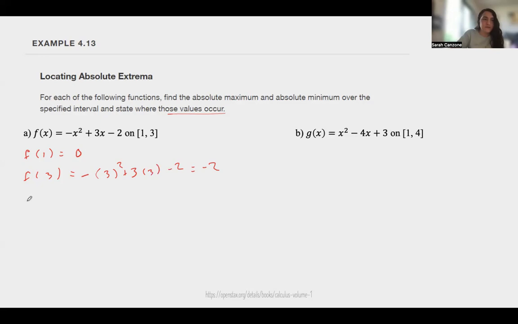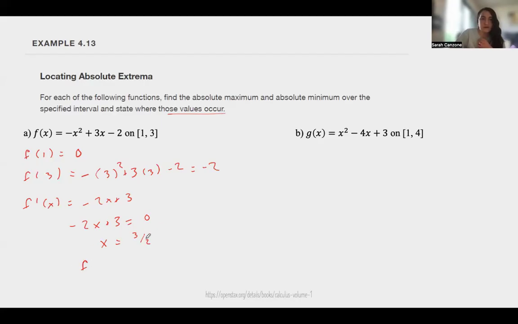We can go ahead and find the derivative. F prime of x equals negative 2x plus 3. So we can say negative 2x plus 3 equals 0. Subtract the 3, divide by 2, we get that x is equal to 3 halves. But we're not looking for the x value, we're looking for the y value.